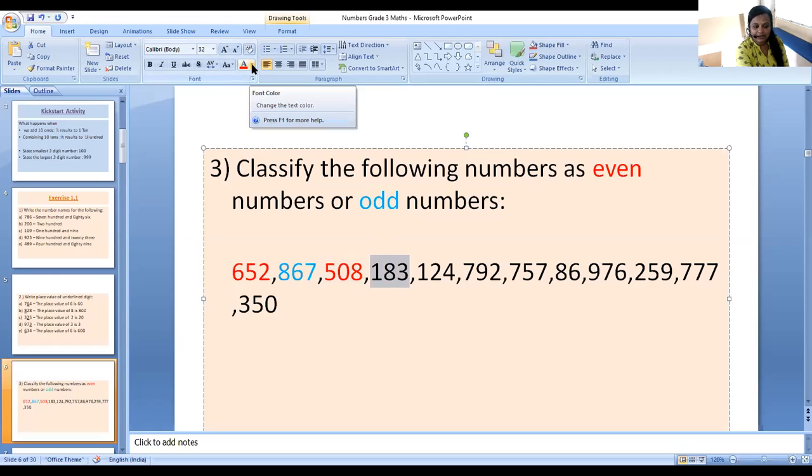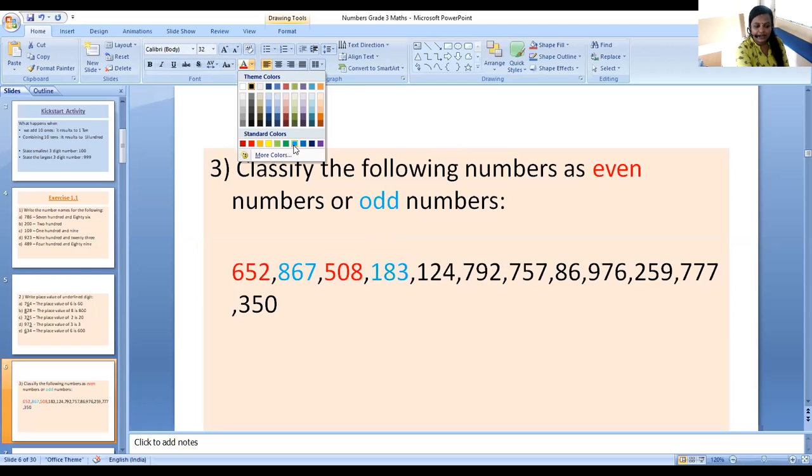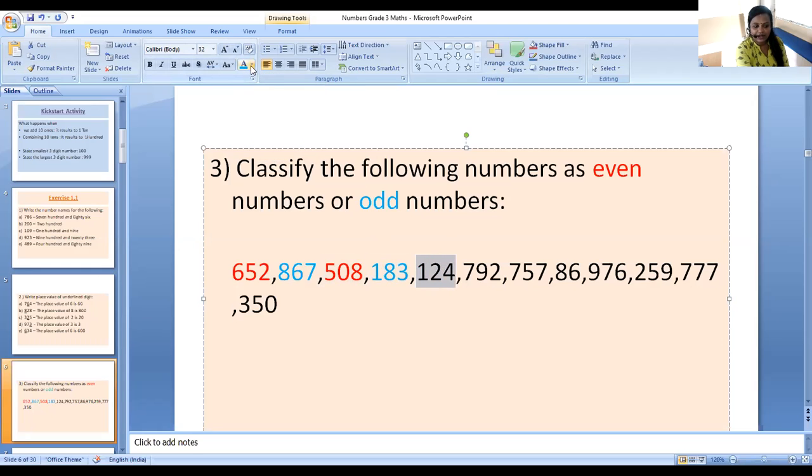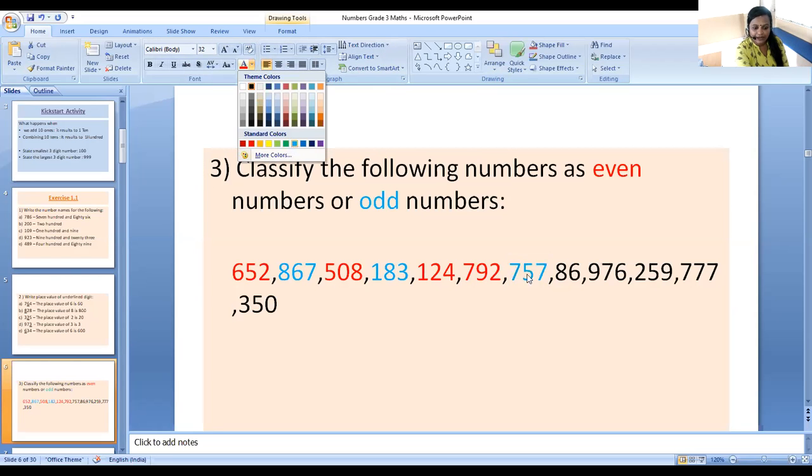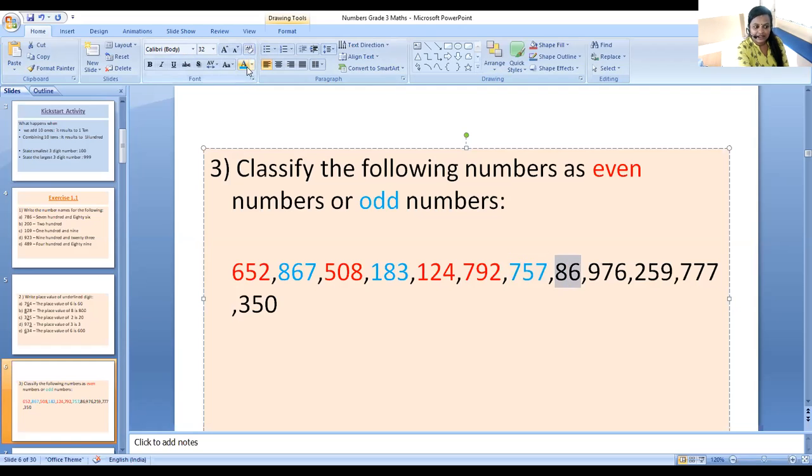183. You see 3 belongs to odd, so the whole number turns out to be an odd number. 124, that's an even number since 4 belongs to even digits. 792. Yes, 2 is in the units place, so it would be an even number. 757. Correct? It's odd. 86, that is even. 976, again an even number. 259. Yes, that's an odd number. 777. Absolutely right. Odd.